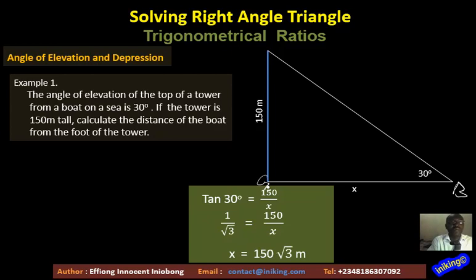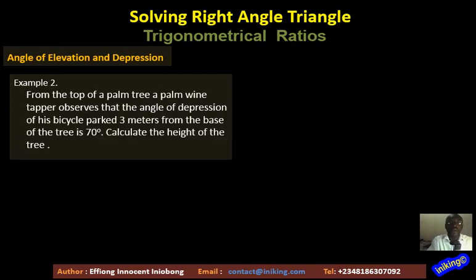Let's take one more example to end this video clip. Example 2. From the top of a palm tree, a palm wine tapper observes that the angle of depression of his bicycle parked 3 meters away from the base of the tree is 70 degrees. He's right on top of the tree, so we are taking our angle of depression from that top where he is. That's where his eye level is, and he's trying to focus on the bicycle. Calculate the height of the tree.